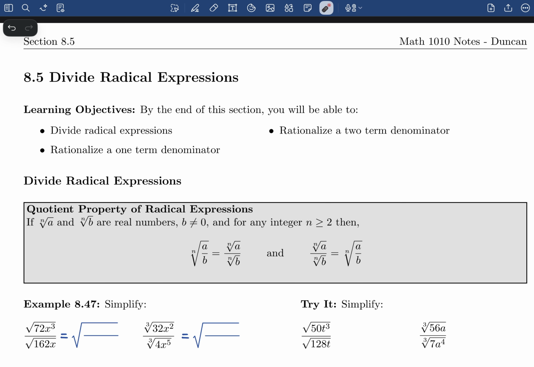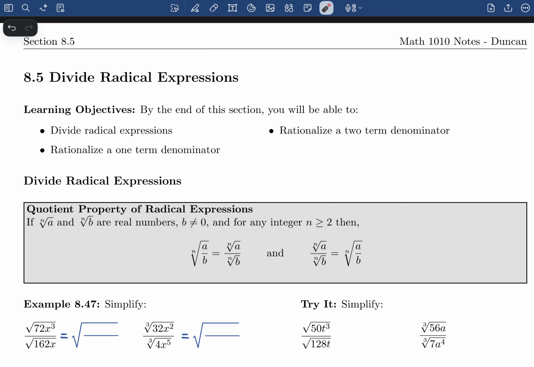So you could take a single radical with a fraction inside of it and split it into two radicals, with the numerator going in the top radical and the denominator going in the bottom radical with division between them. So we're splitting from one single radical into two radicals using the quotient property. Quotient meaning division, right? Quotient is a fancy word for division.